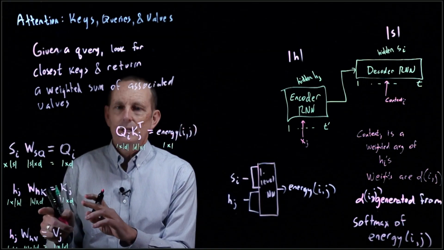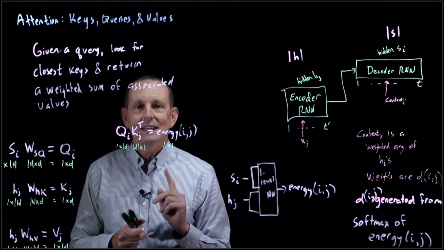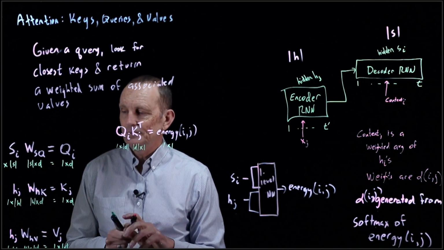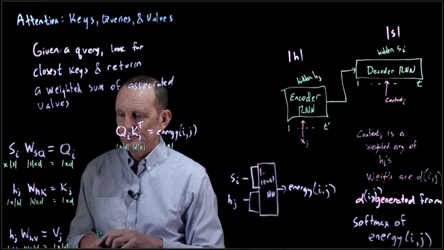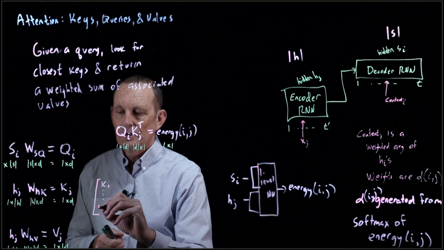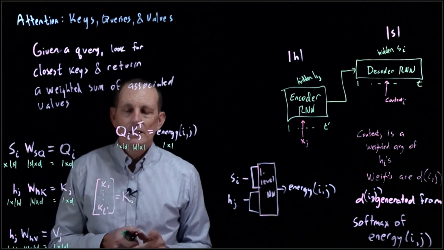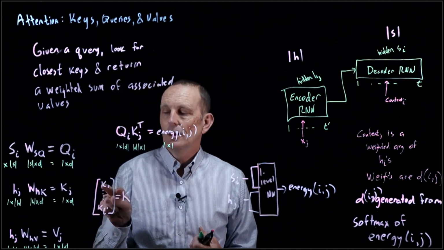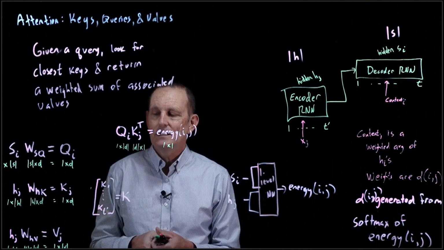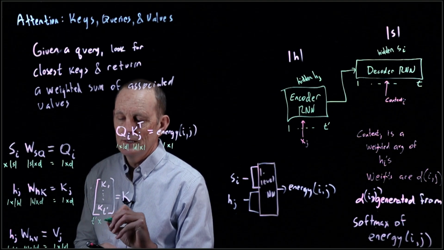So what we can do is, instead of just taking K sub J, which is a single key, we're going to take the whole collection of the keys for all of the H's. We are going to have K1 all the way through K_T prime, and that is what we're going to call K. So K consists of the 1 by D for K1, the 1 by D for K2, all the way to 1 by D for K_T prime. And what's the size of this? This is T prime by D.